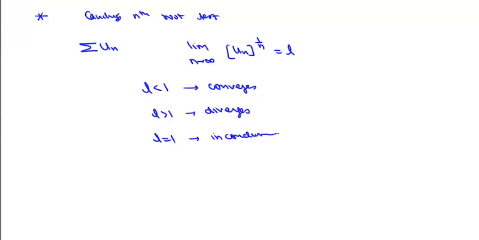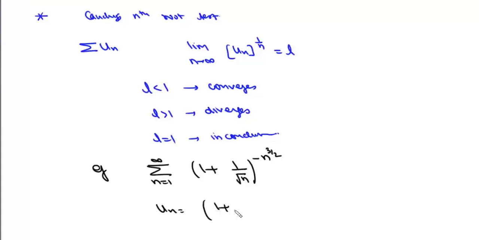Now generally we use this nth root test if the power to this entire expression is some function of n. Say for example, we have to test for the convergence of this series. n varies from 1 to infinite, 1 plus 1 upon under root n, to the power minus n to the power 3 by 2. Now clearly it's an infinite series with positive terms, and in this case un is 1 plus 1 upon under root n, to the power minus n to the power 3 by 2.